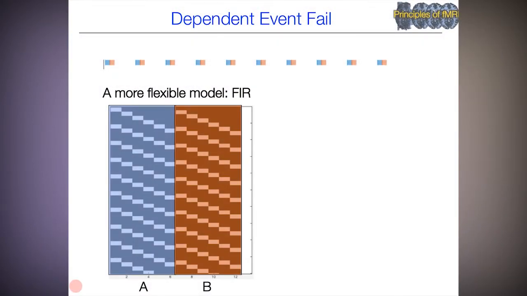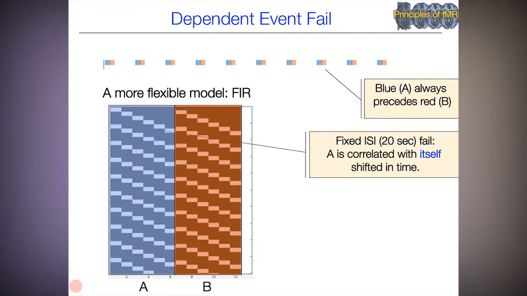So here's a better design. And what I'd like to do is model the responses flexibly. So I'm allowing the HRF shape to vary using an FIR model. However, using this model reveals the fundamental problems with this kind of design. And the problems show up as correlations in the design matrix. So here, we have a fixed interstimulus interval, intertrial interval here of 20 seconds. So regressors for trial type A are correlated with themselves, shifted over in time.